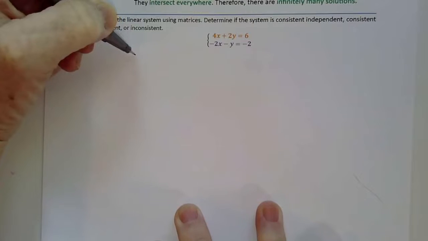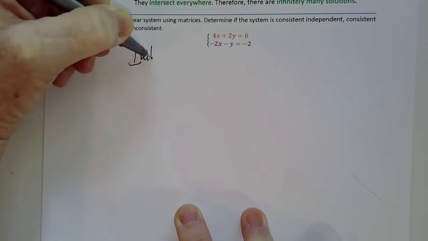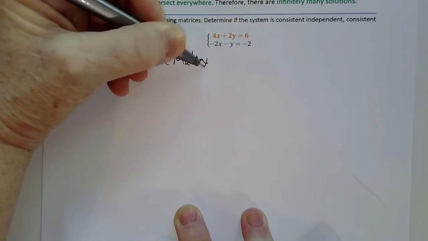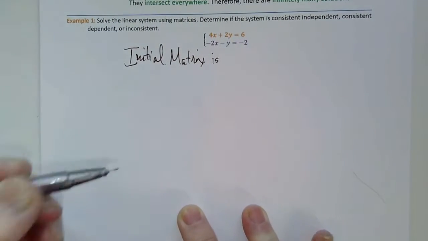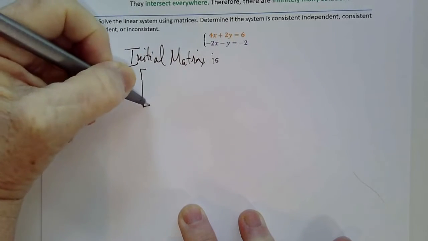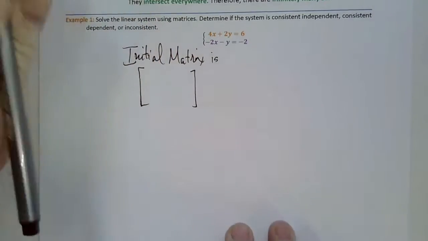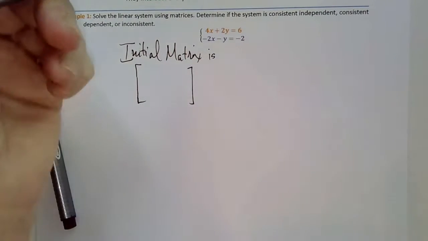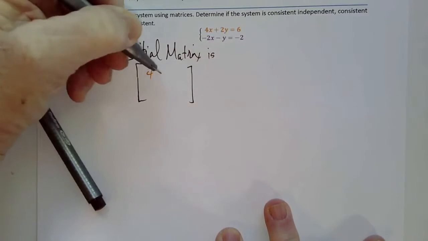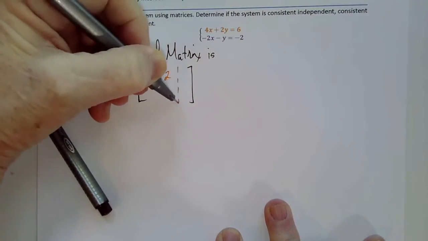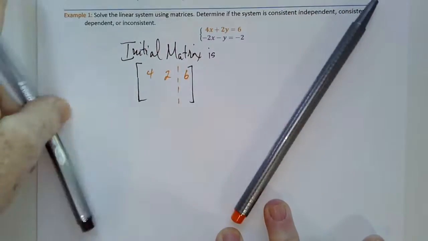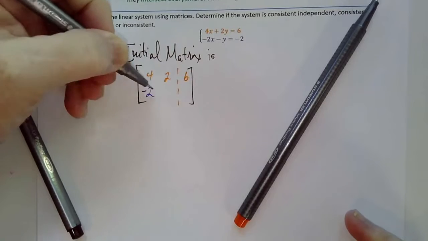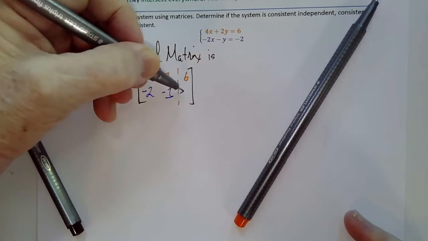The initial matrix, let's see. Well, the first row is going to be 4, 2, 6, and the second row is going to be negative 2, negative 1, negative 2.